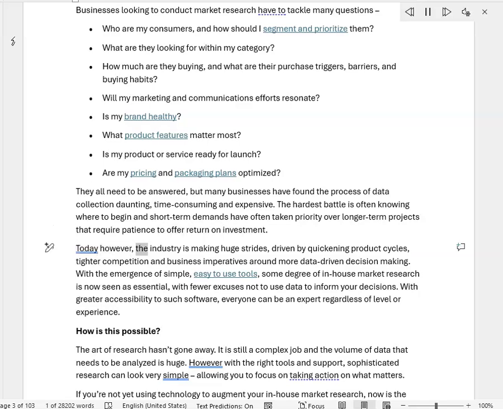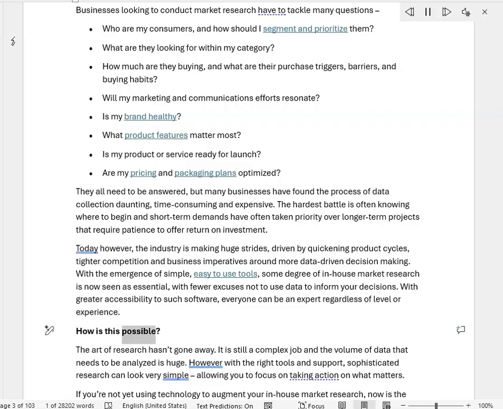Today, however, the industry is making huge strides, driven by quickening product cycles, tighter competition, and business imperatives around more data-driven decision-making. With the emergence of simple, easy-to-use tools, some degree of in-house market research is now seen as essential, with fewer excuses not to use data to inform your decisions. With greater accessibility to such software, everyone can be an expert regardless of level or experience.